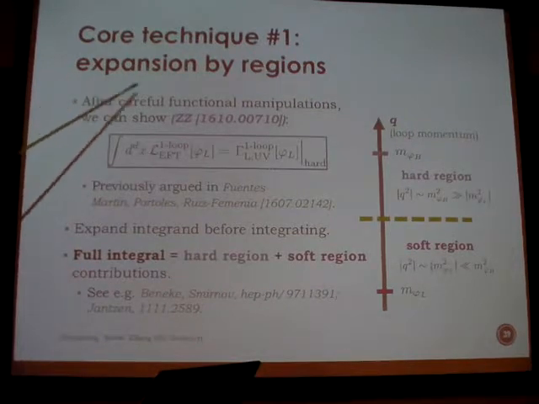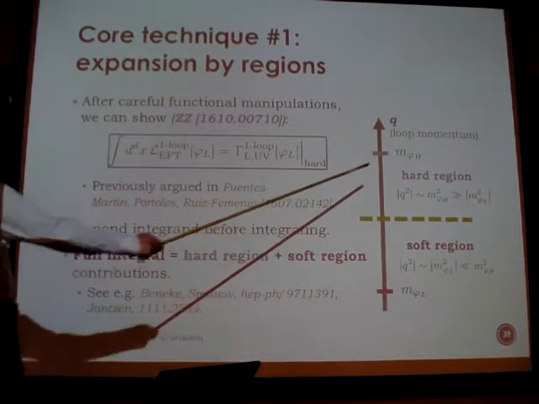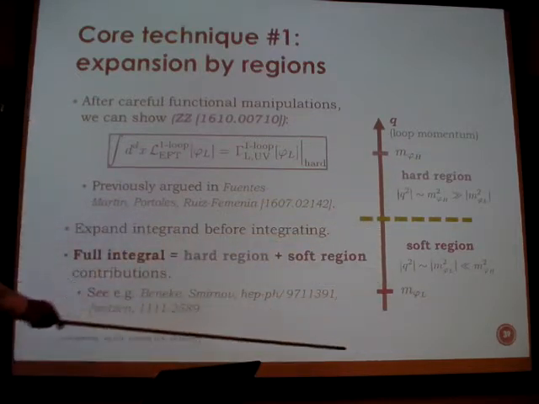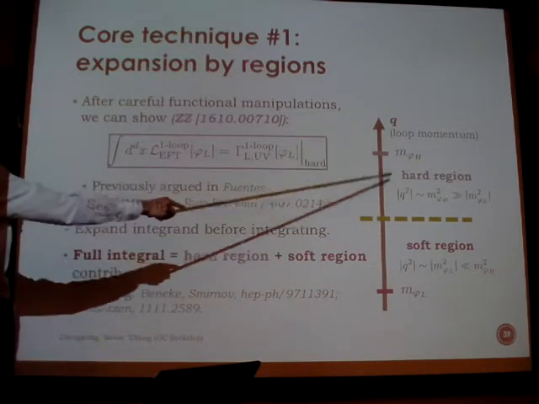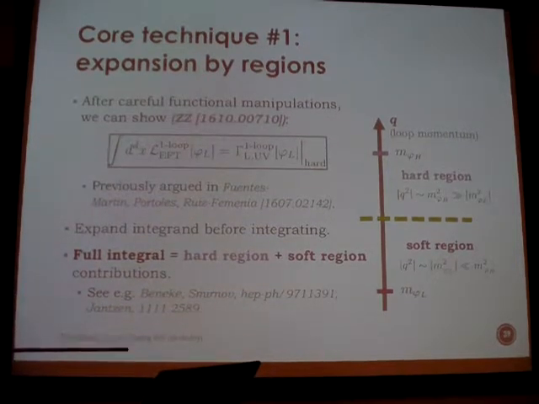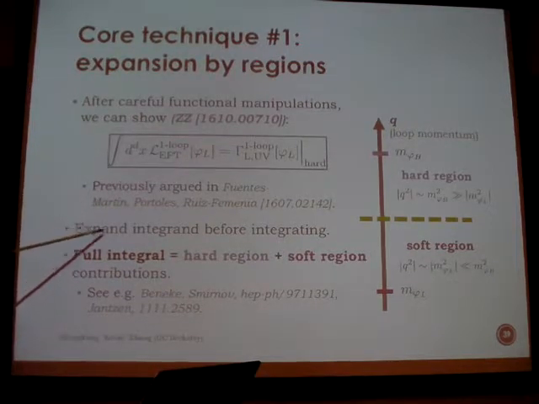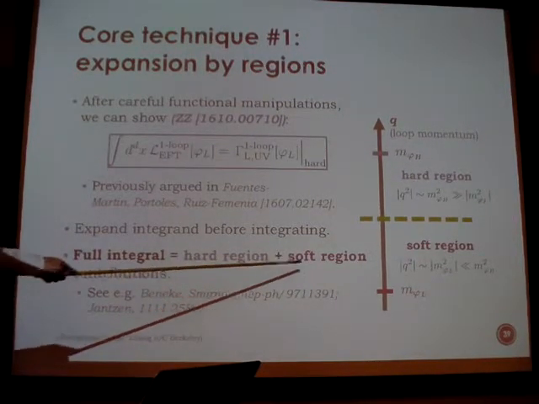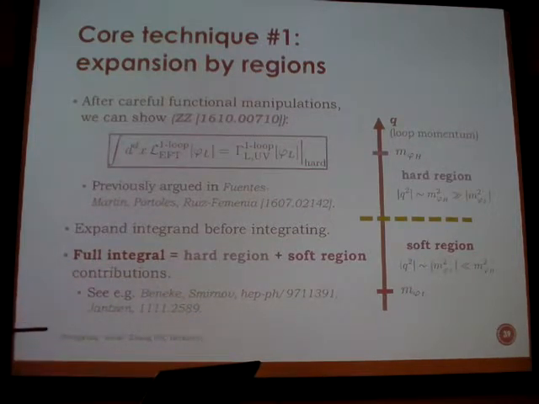We're using the method known as expansion by regions, which is actually standard in the field of higher loop calculations. At one loop level, this method works in a rather simple way. Essentially, we can separate the loop momentum into a hard region and a soft region, where the loop momentum Q is on the order of the heavy particle masses and light particle masses, respectively. The method is that we expand the integrand before doing the integration in each region. And the non-trivial statement is that if we just add up the contributions from the hard region and the soft region, we can reproduce the full integral.